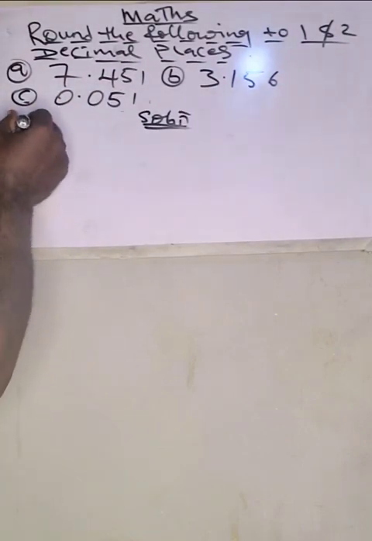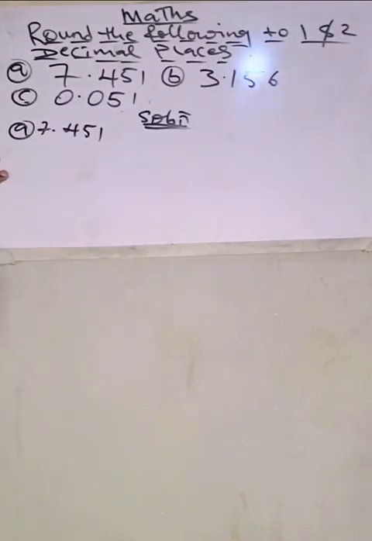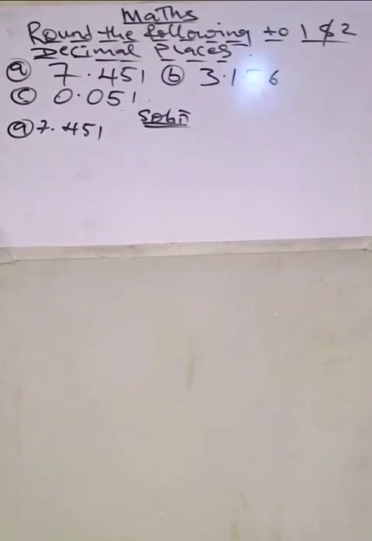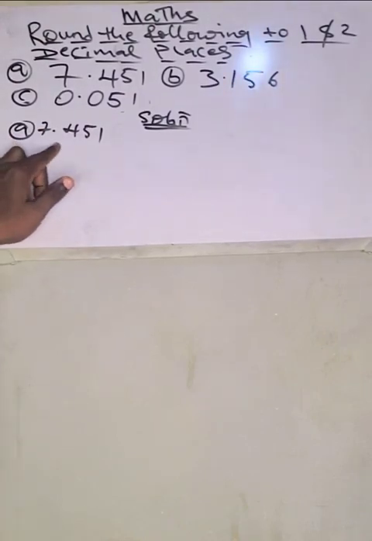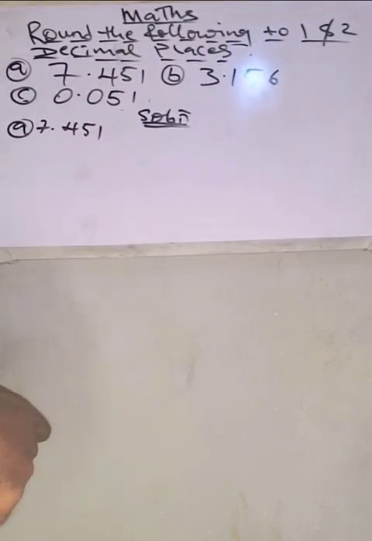7.451, 7.451 to 1 decimal place. Our target is to have the first digit number after the decimal point. The first digit number is 4. The second digit is up to 5. We round it up, 4 to make it 5.